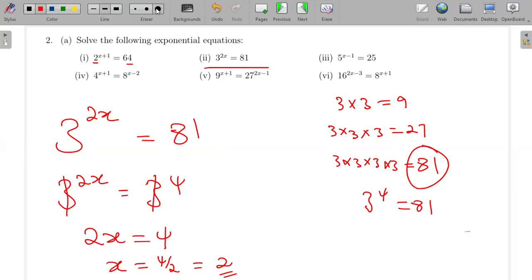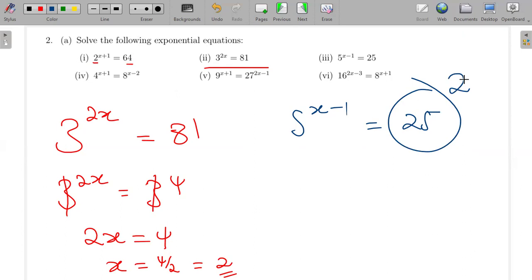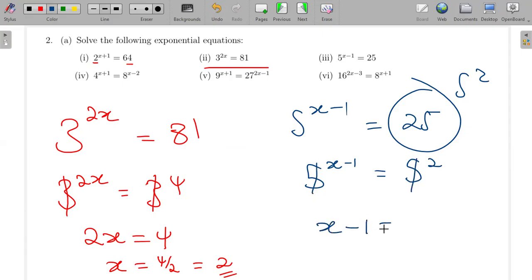Okay, what about question 3 there? So we are just using the same principle. So here we have 5 to the power x minus 1 is equal to 25. So we know 25 is the same as 5 squared, 5 to the power 2. So this will be 5 to the power x minus 1 is equal to 5 squared. So cancel out the bases, x minus 1 is equal to 2, which will mean x is equal to 2 plus 1, which will just be what? 3. So x here is actually equal to 3. Okay, so any questions there?